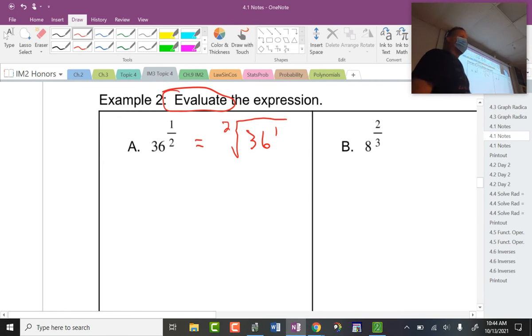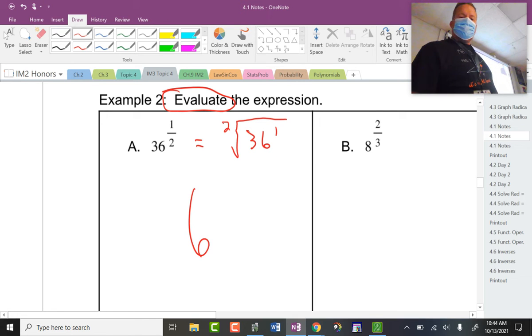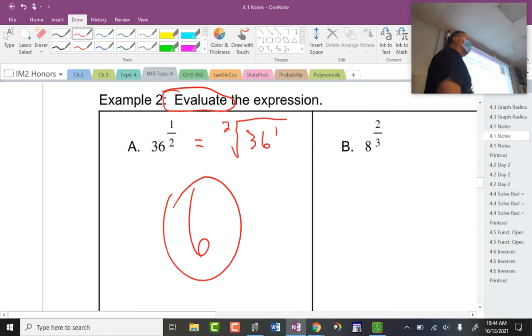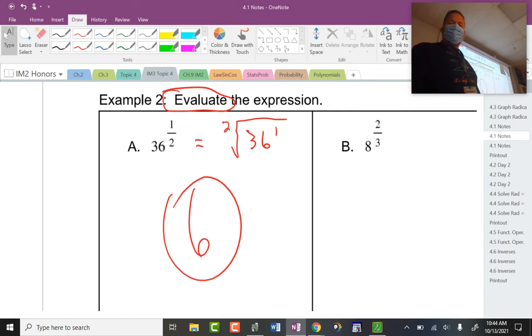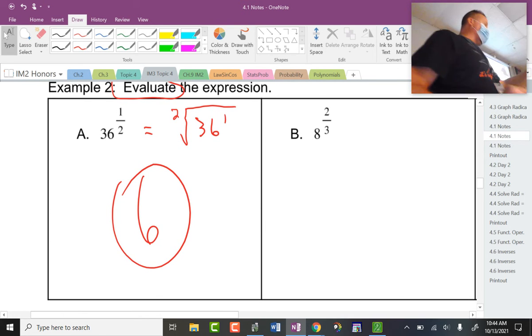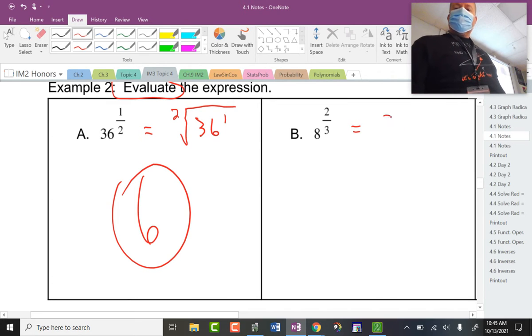By the way, what's the answer? What's the square root of 36? 6. Okay, and that's it. So kind of writing it and then understanding it from there. Now, I will tell you this. I'm going to write this real large. Actually, I'm going to write this here. The cube root of 8 squared.